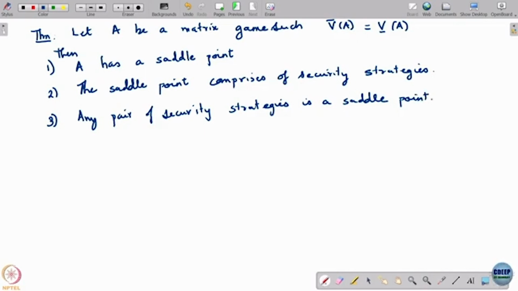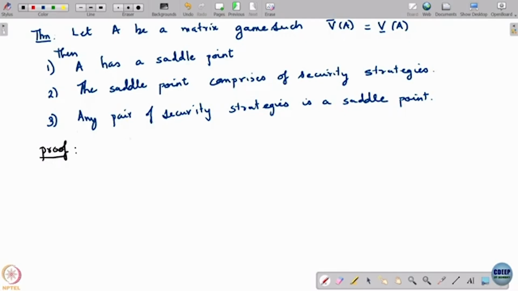Okay, all right. So let us go about proving this. We already know that there always exist security strategies. Now, what we are going to show is that if V upper bar is equal to V lower bar, then if you put together the pair of security strategies, they automatically form a saddle point. Okay, so that will then show that A has a saddle point, and secondly it will also show 3, which is that any pair of security strategies is a saddle point. Is this clear? Okay, so that's what we are going to show.